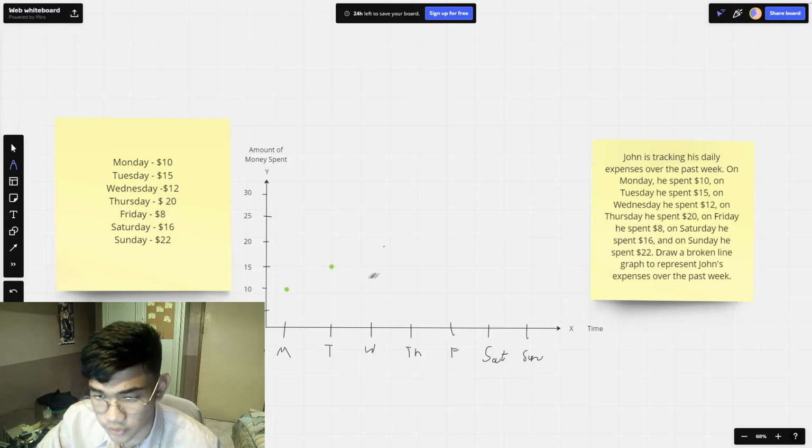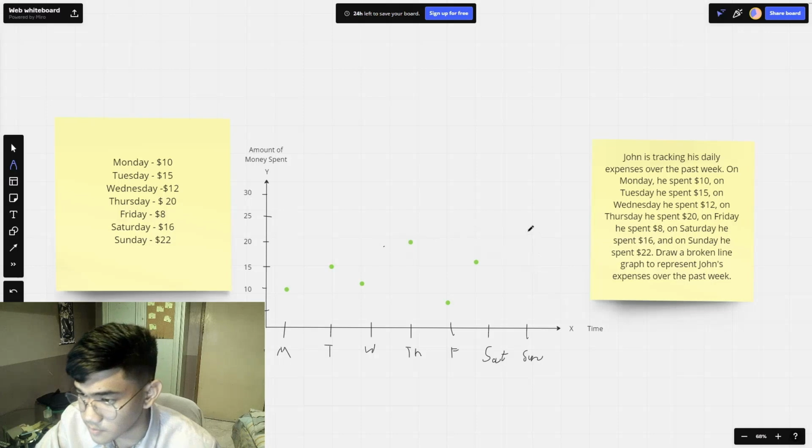On Wednesday, he spent a total of $12. So let's place it between points 10 and 15. Thursday, he spent $20. So let's plot our point there. Friday, he spent $8. So let's place it between points 5 and 10. On Saturday, he spent a total of $16. So let's place it between points 15 and 20, just right above there. And on Sunday, he spent a total of $22. So let's plot that just between points 20 and 25.